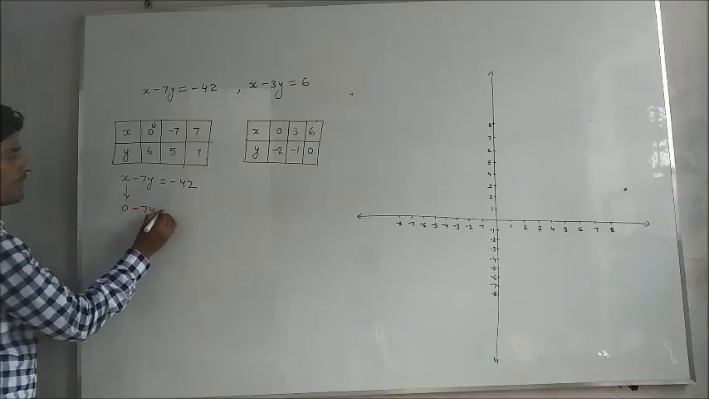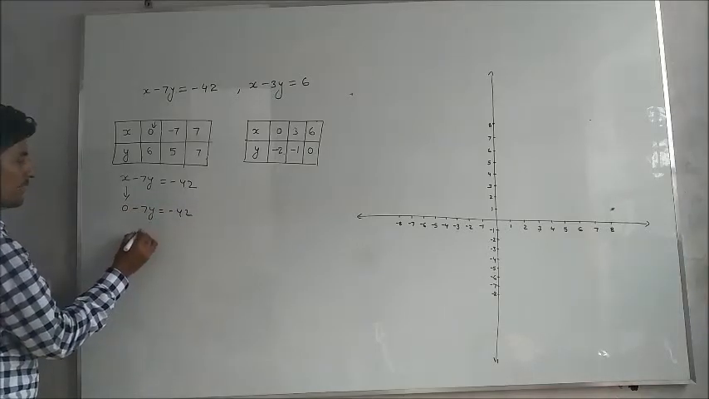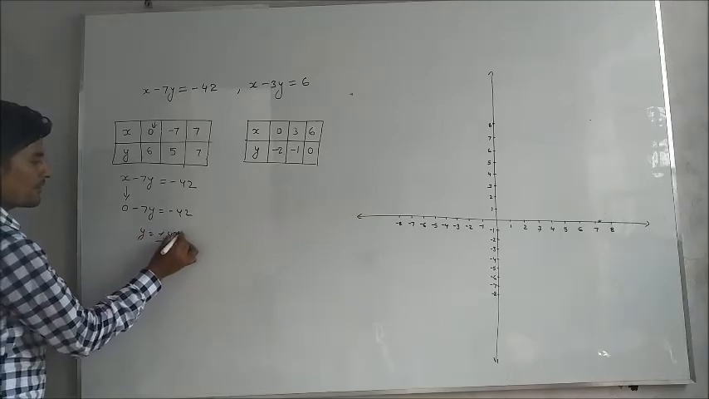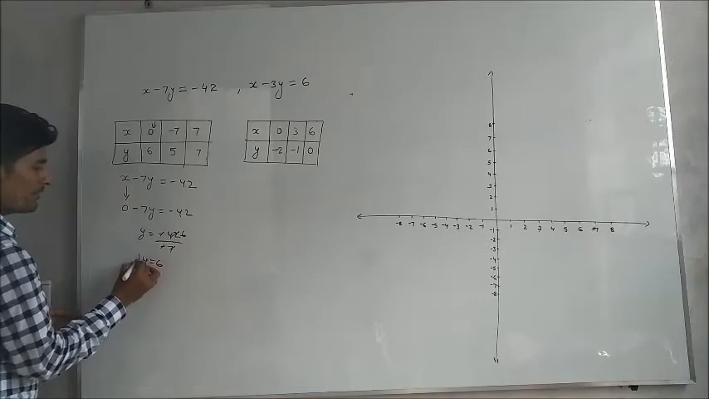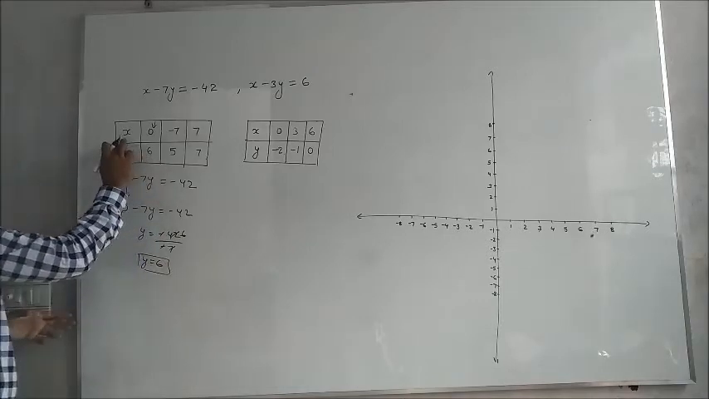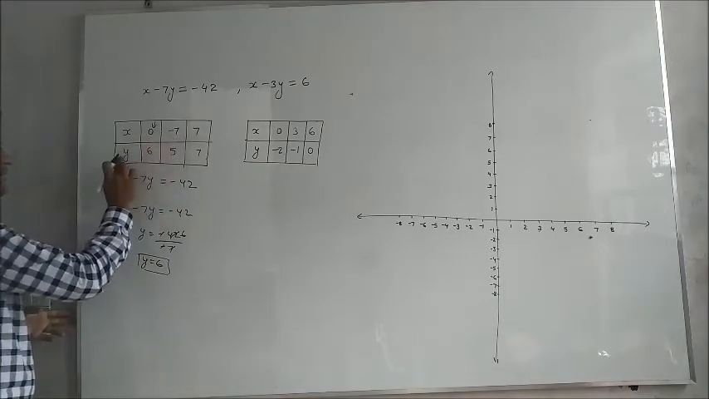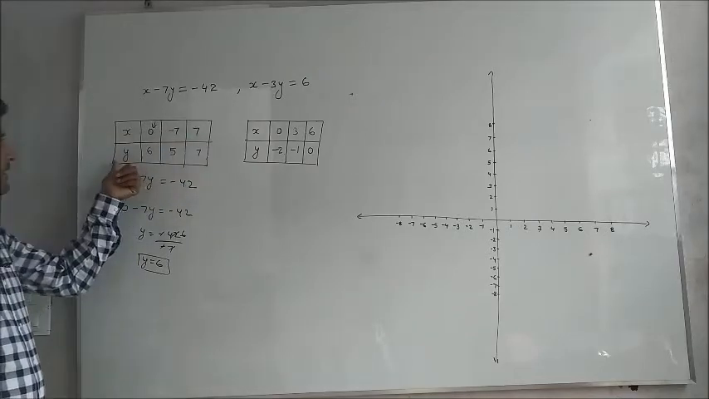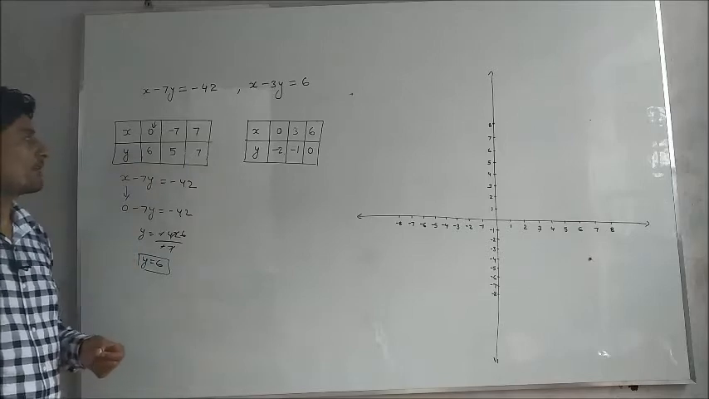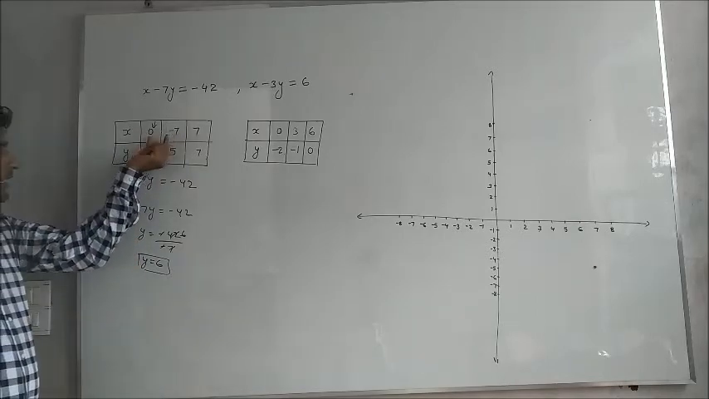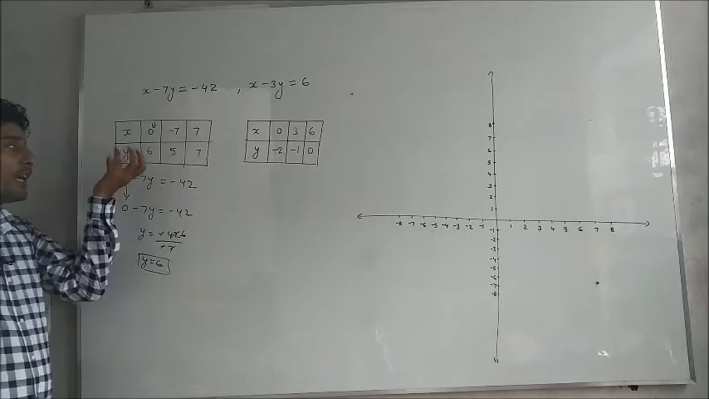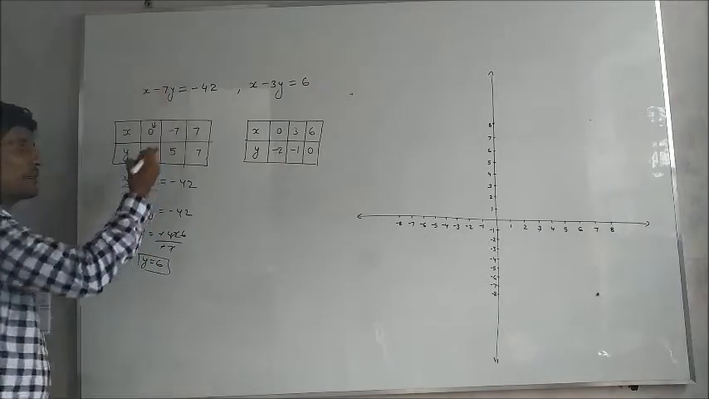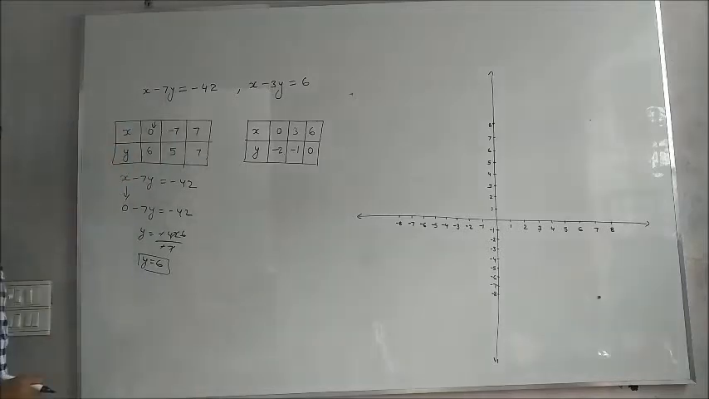0 minus 7y equals minus 42. Hence Y will be equal to minus 42 by minus 7. 7 sixes are 42. So we are having Y equals 6. Similarly, if we put X equals minus 7, then we will get Y equals 5. If we put the value of X equal to 7, then we will get the value of Y equals 7. We are putting integer values and we are getting integer values. So we have to think about those integer values which we put in the given equation to get the integer value of Y.